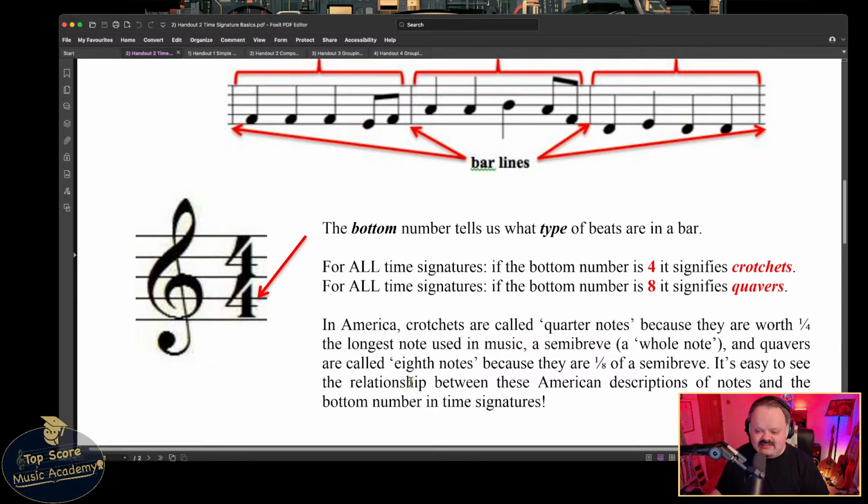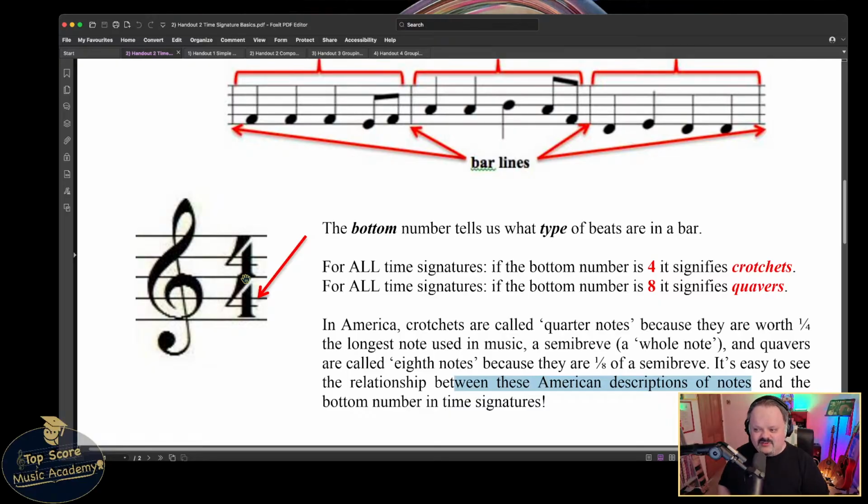Yeah, it's easy to see the relationship between these American descriptions of notes and the bottom number in time signatures. So some students will sometimes forget what 6/8 means, what 3/4 means, what 2/4 means. Whereas when I'm teaching American students, they remember that far easier because the way they describe it is also the way that it's written. Whereas when you're describing it as 4 crotchets, you have to remember another thing, that the bottom number 4 means crotchets. So that's a little bit trickier, I think.